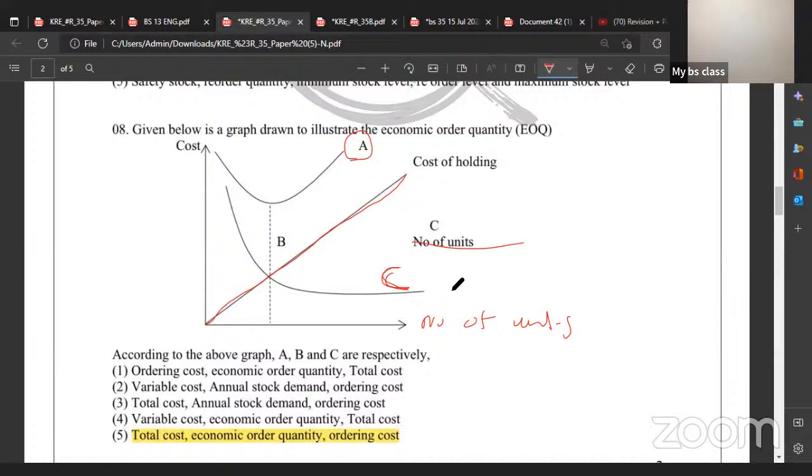So then C is your ordering cost, which includes your purchasing price and whatever the stuff related to the ordering process, right?